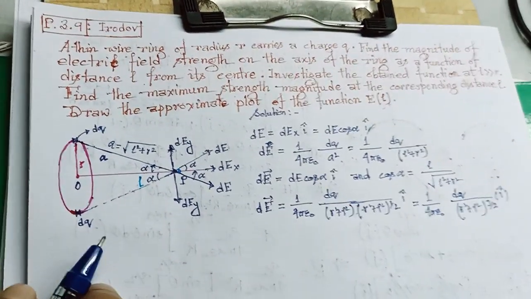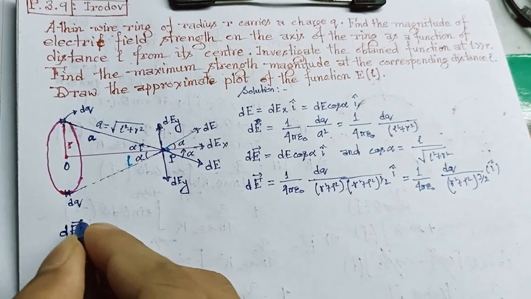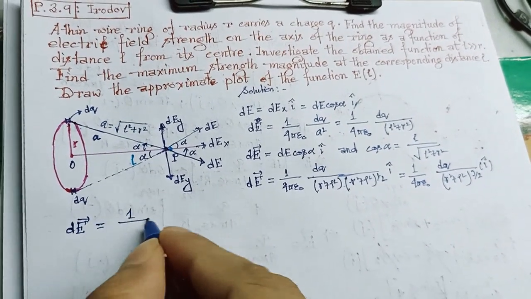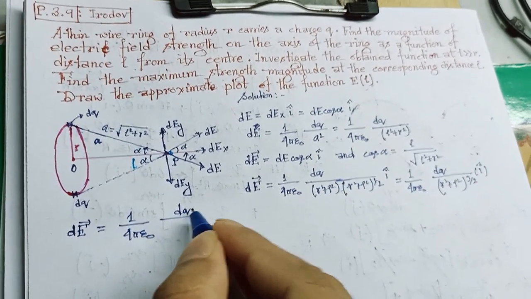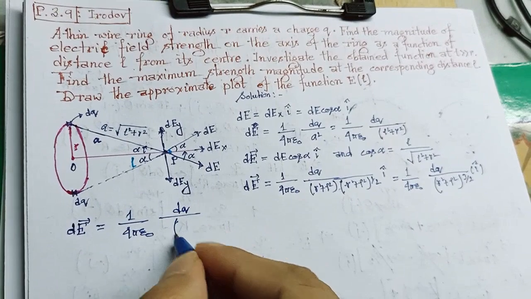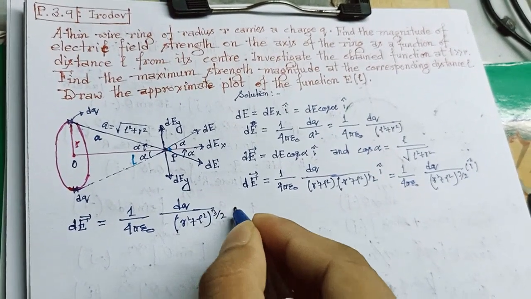So this is our required magnitude of the electric field. dE will be equal to 1 divided by 4 pi epsilon naught into dq cos alpha divided by (R square plus L square) whole to the power 3 by 2, and its direction is i cap.